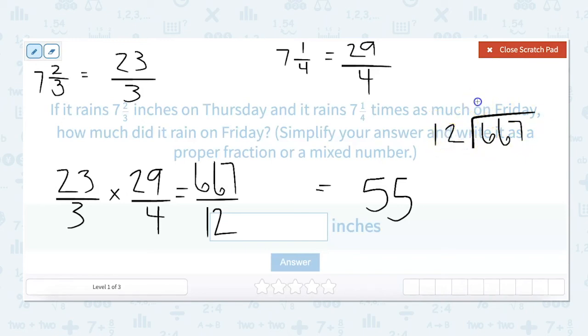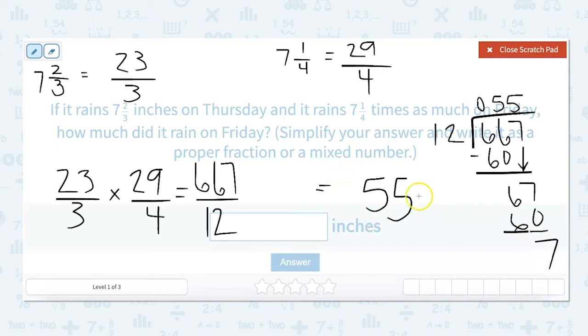Okay, so 12 can't go into 6, but it can go into 66. So 12, 24, 36, 48, 60. So it could go in 5 times. Okay, 12 times 5 is 60. So then you subtract. So that's going to be 6. You bring down the 7. 12 goes into 67 5 times. 12 times 5 we know is 60. So our remainder here is 7.